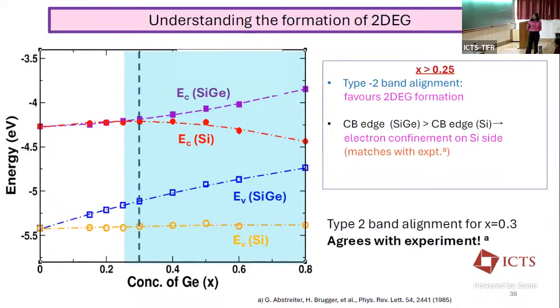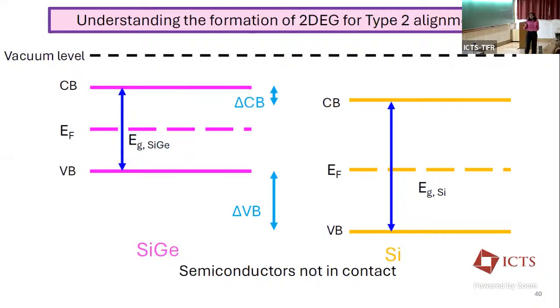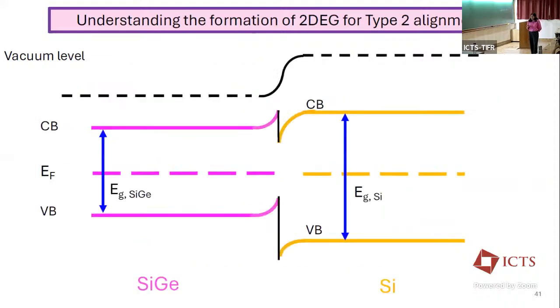So if I see at 0.3, which people use mostly for devices, I find a type 2 band alignment, which should favor the formation of a 2D electron gas. I'll show in a moment. So this is again similar diagrams made for semiconductors not in contact. So I have a certain conduction band offset as well as a valence band offset here. And if I join the two materials together, the bands bend.